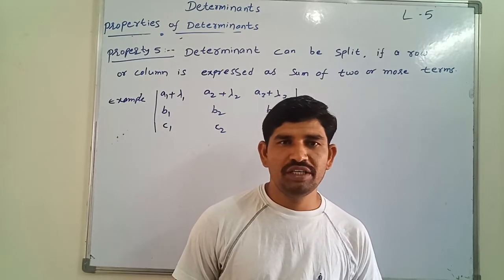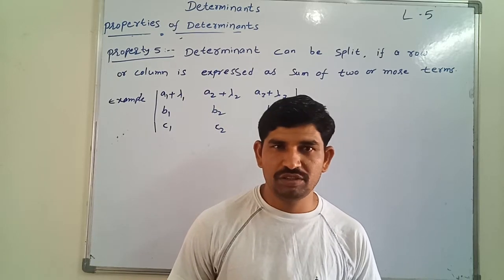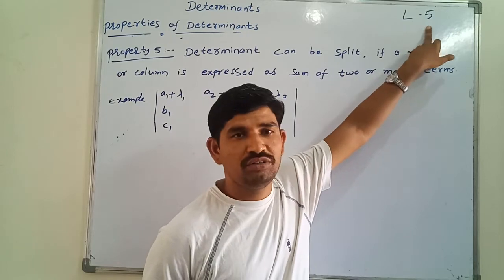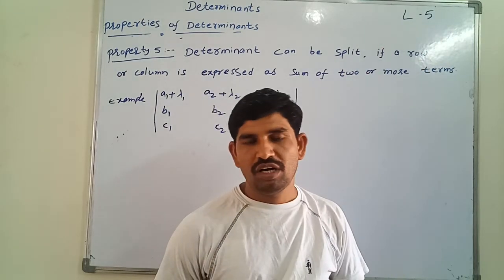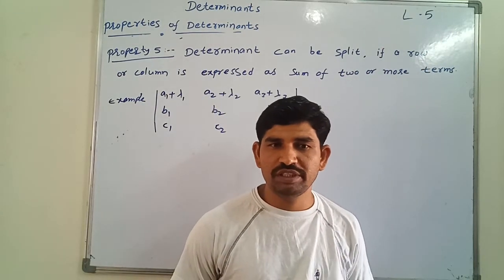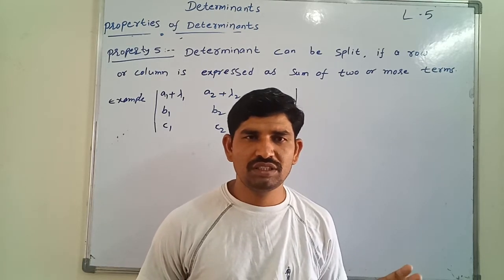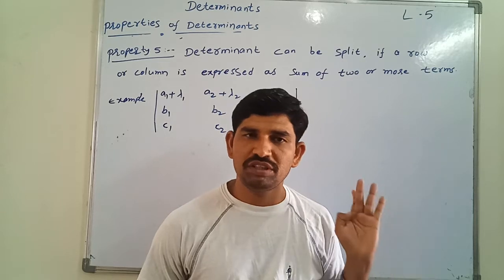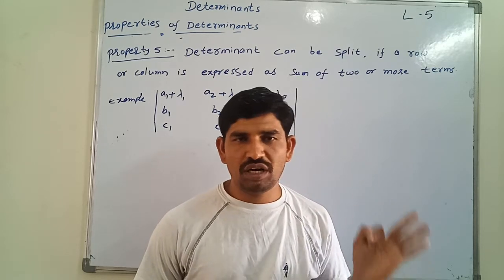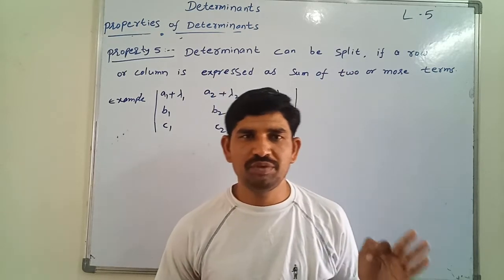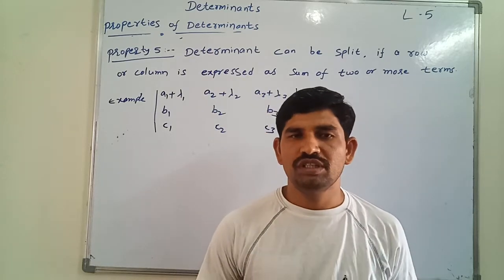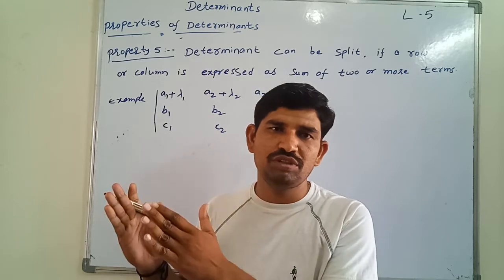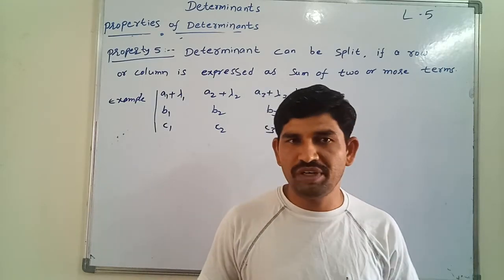Today we are going to continue the properties of determinants. This is the fifth class, lecture number 5 in the determinant chapter. Already we have completed the introduction about the determinant in the first class, the second class was exercise 4.1, and the third and fourth classes were properties of the determinant. The fifth class will also continue the properties, plus we can complete some problems, some examples from exercise 4.2.